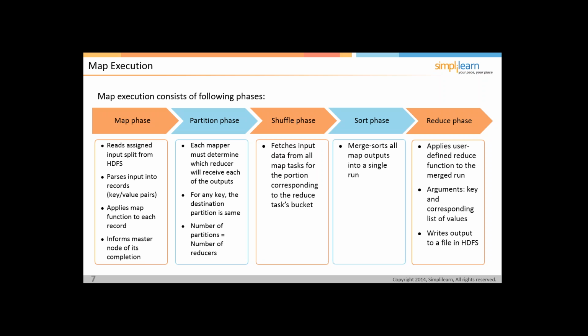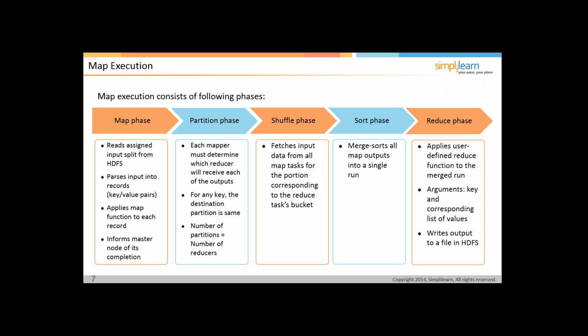And what happens in the shuffle phase? In the shuffle phase, the input data is fetched from all of the map tasks, taking the corresponding portions for each reducer task. Whatever comes out of the partition phase becomes the input of the reduce phase. The shuffle phase takes all this input data from the map outputs and portions and maps it to the input of the reducer.